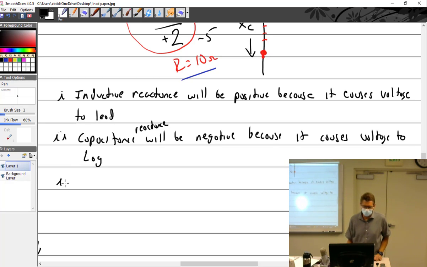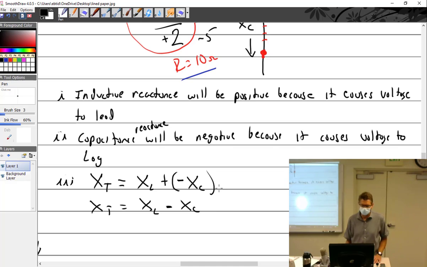So what does that mean? That means that x total is equal to x of L plus a negative, we'll put that in parentheses, x of C. Or another way of looking at it, you could just say x total equals x of L minus x of C.